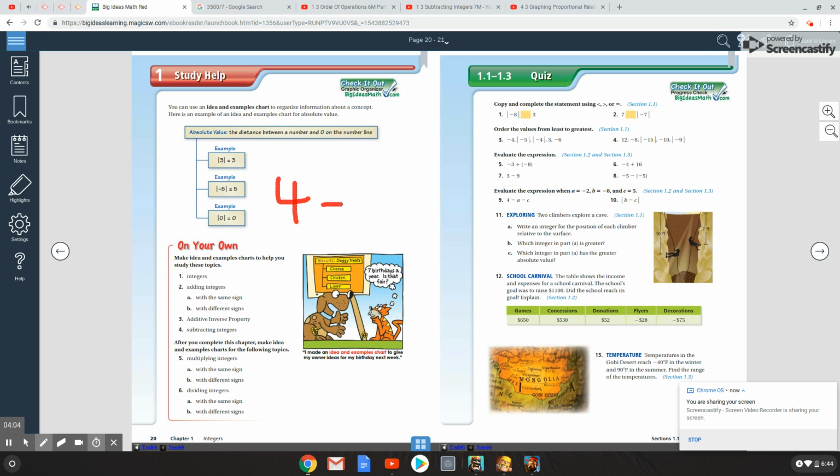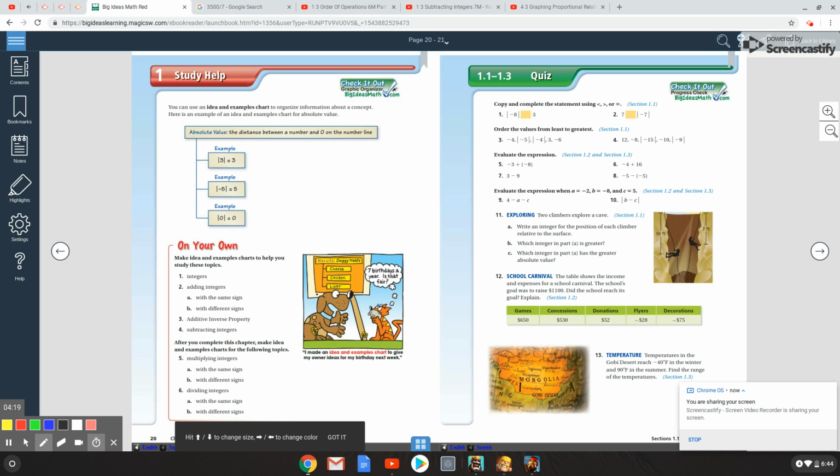A is negative 2. So 4 minus negative 2 minus c, and c is 5. So then 2 negatives make a positive. 4 plus 2 minus 5. 4 plus 2 is 6. Minus 5 is 1. So our answer is 1. And now you do number 10.